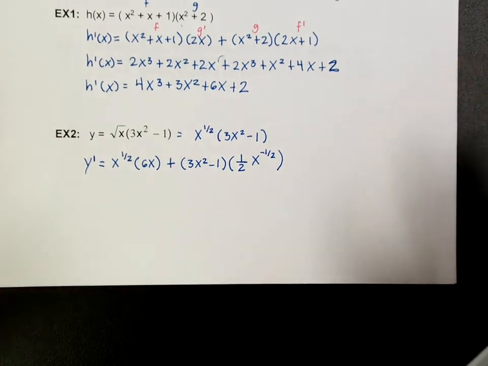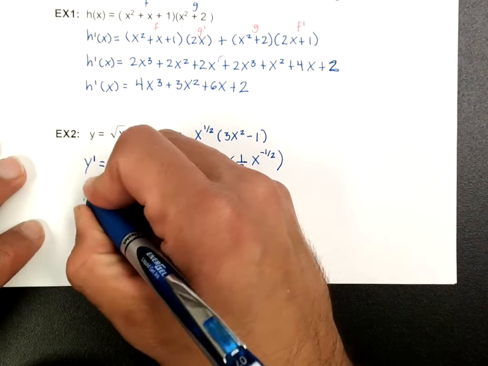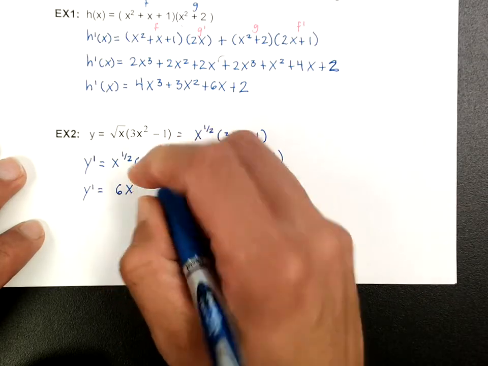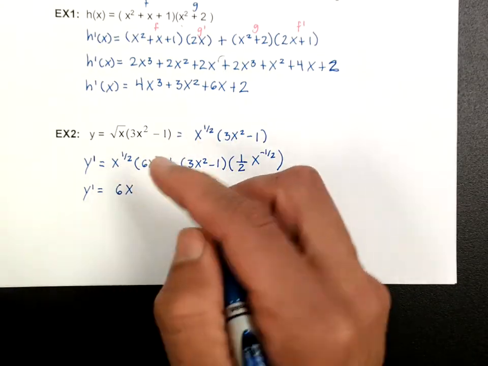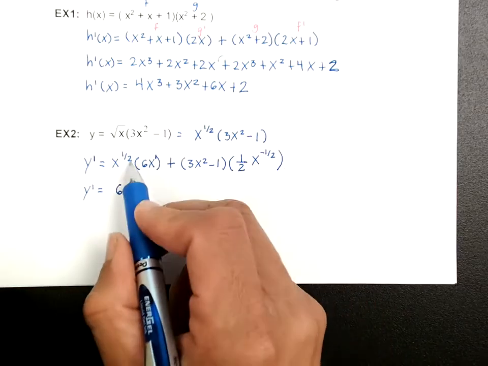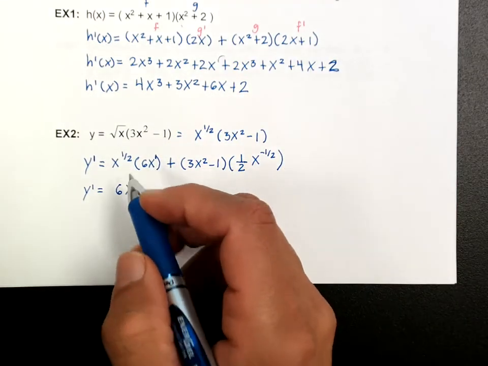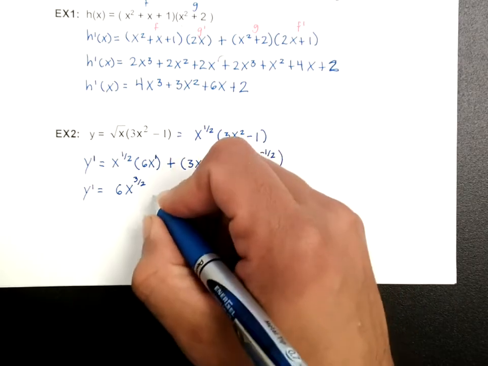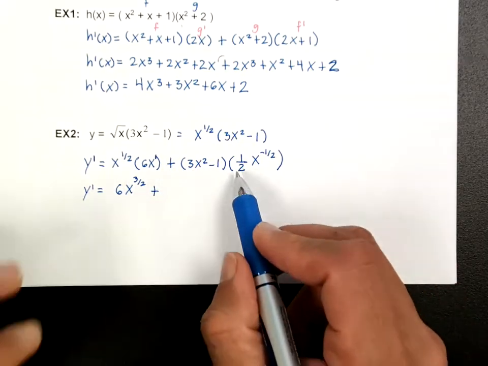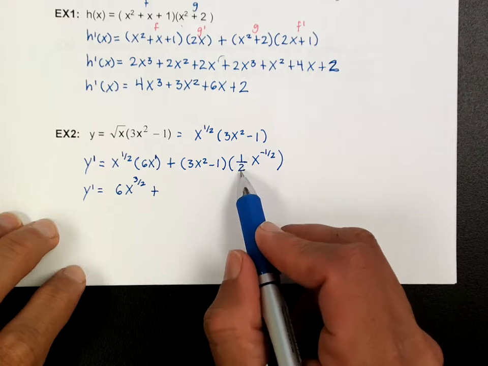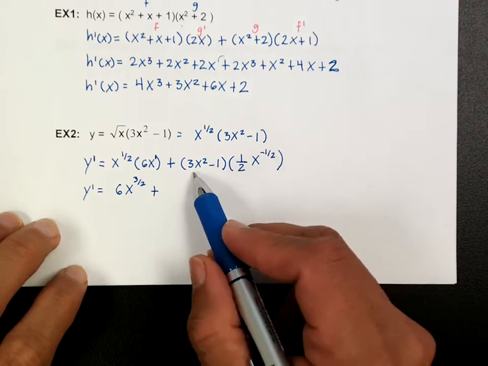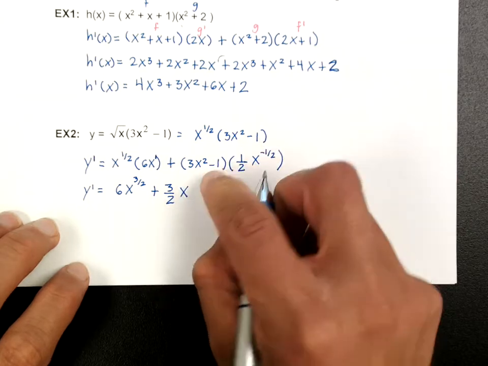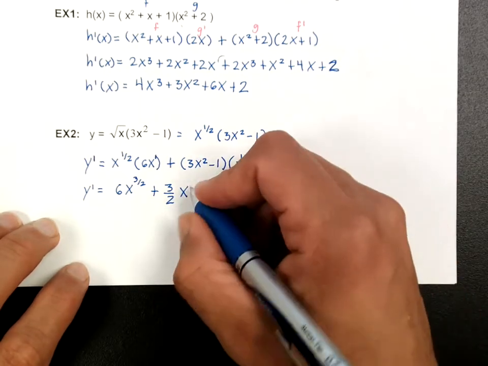Now the rest of this is algebra. So I'm going to multiply that times that. That is going to make it 6x, and then x to the 1/2 times x to the first power, I would add 1/2 and 1, which makes it 1.5, or 3/2. And this one, same thing. If I multiply 1/2 x to the negative 1/2 power times this, I would get 3/2 x, and then 2 plus a negative 1/2 is 3/2.